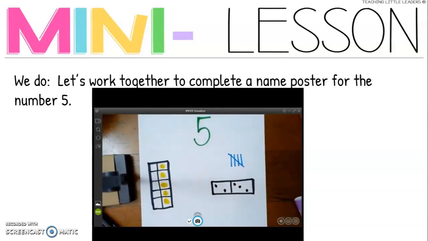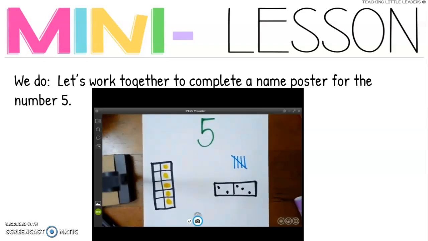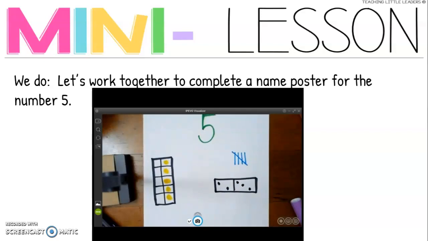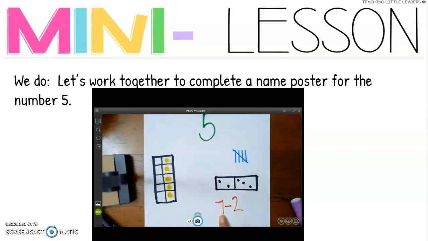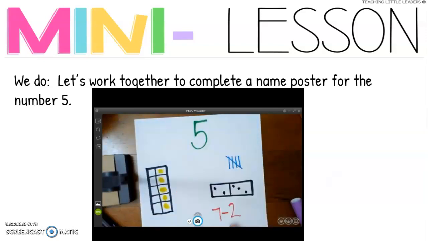Well, someone wants to make an equation. Someone said to make a subtraction equation. Okay. Let's say we start with 7. So let's write a 7. And we take away, let's take away 2, boys and girls. Let's do this together and see if it made 5.